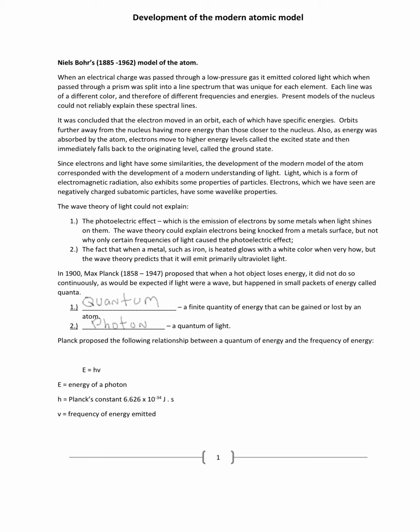Since electrons and light have some similarities, the development of the modern model of the atom corresponded with the development of a modern understanding of light. Light, which is a form of electromagnetic radiation, also exhibits some properties of particles. So light has both wave-like and particle-like properties.